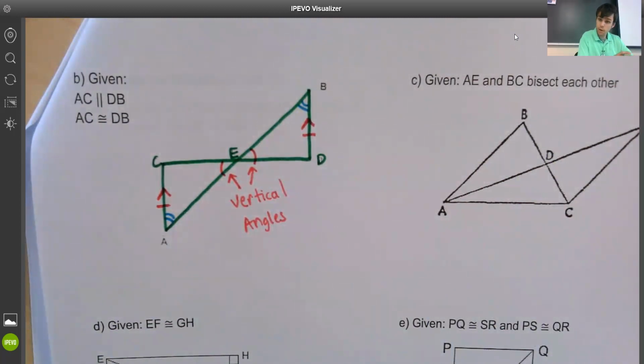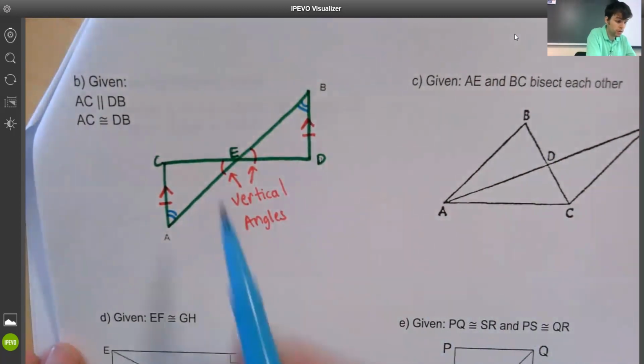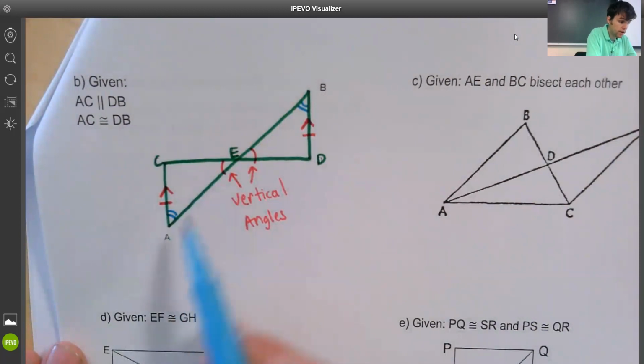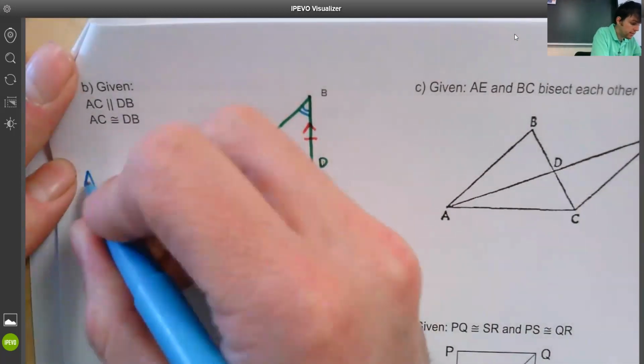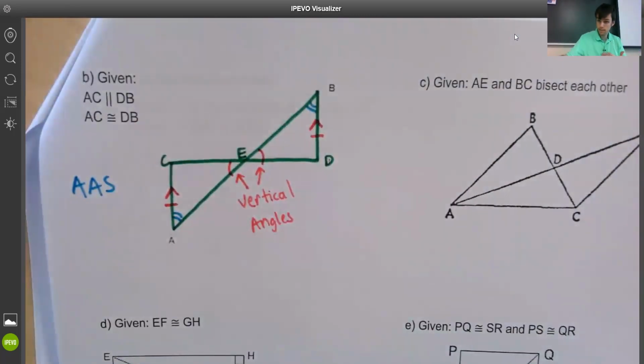Similarly, we do have enough right now to use AAS, angle, angle, side, side not included. So we could use AAS. But we do know a little bit more, so I'll go ahead and talk about it.